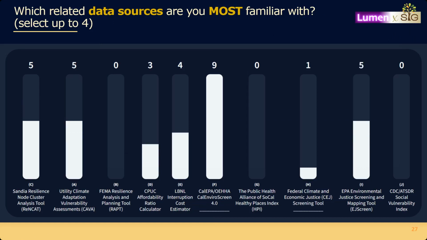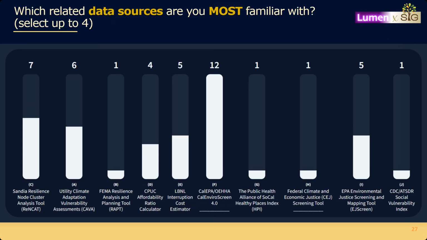CPUC has an affordability ratio calculator. We've got LBNL's interruption cost estimator, or ICE, which is now, I think, in version 2.0. We've got CalEPA OEHHA's CalEnviroScreen, which is now in version 4.0. The Healthy Places Index, which was developed by the Public Health Alliance of Southern California. And then we've got a CEJ screening tool by the Federal Climate and Economic Justice team, EPA's EJScreen, and the CDC ATSDR Social Vulnerability Index. So select the top 4 that you're the most familiar with.